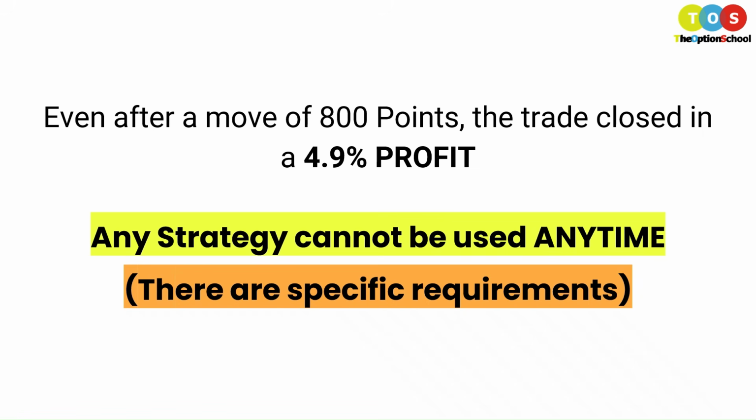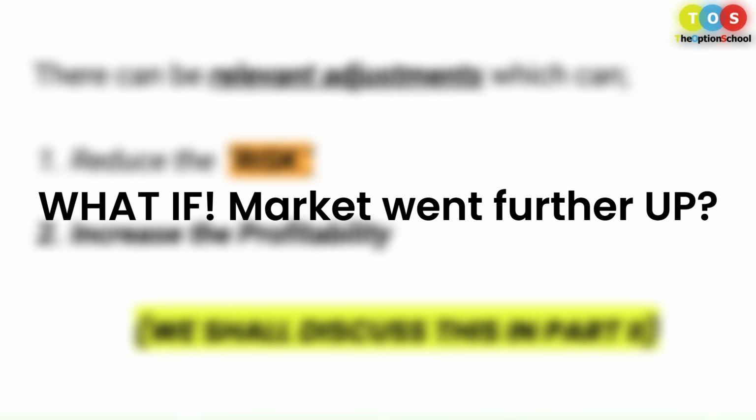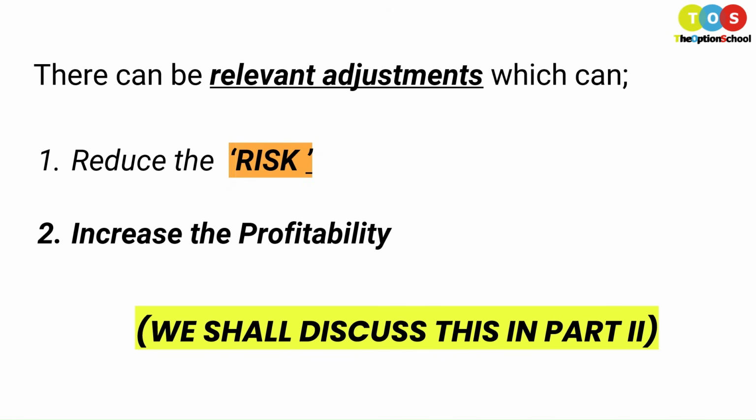Any strategy cannot be used anytime. If this one thing becomes clear, we can save a lot of bad outcomes in our trading. Now, what if the market would have gone further up? Nobody can control the market, but yes, we can definitely control our trades. There are a few adjustments possible. The adjustments will reduce the risk in the trade and increase the profitability of the trade also. We will definitely discuss a few adjustments in part 2 of this video.